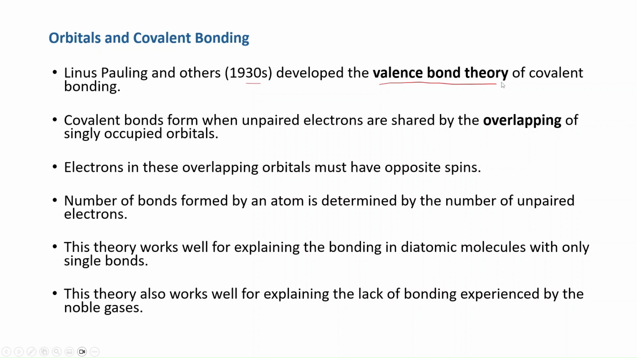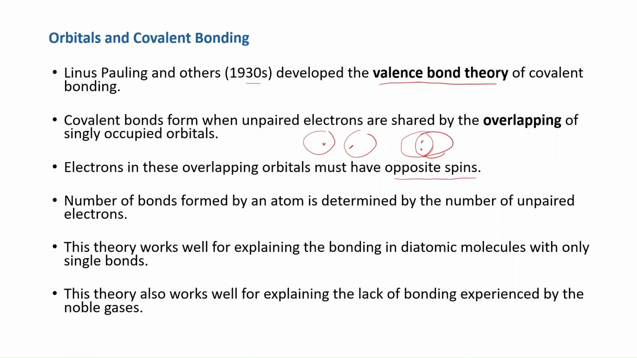Basically, he says that you form a covalent bond when you have unpaired electrons that are shared by the overlapping of orbitals that have only one electron. So remember hydrogen, you have one electron, if they overlap, now you have the 2 electrons. The only thing he added, because quantum mechanics was already active, was that these electrons have to have opposite spins, because quantum mechanics says you cannot have 2 electrons in the same orbital with the same spin. But other than that, it's not different from what we have in common up until now.